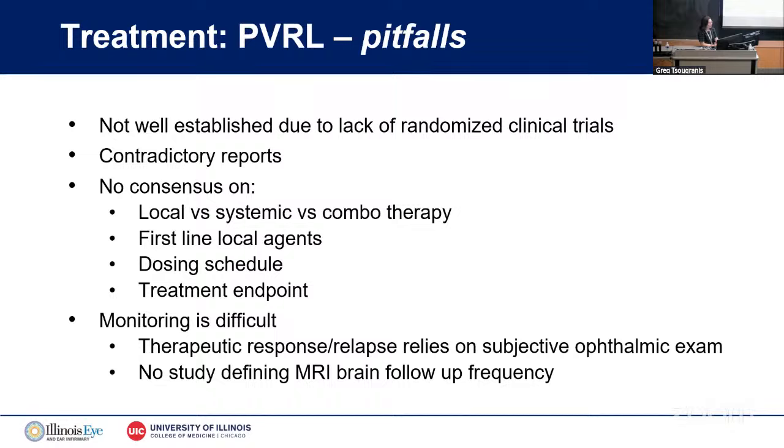Overall, unlike treating primary CNS lymphoma, treating primary vitreoretinal lymphoma presents a lot more difficulty. There's not really a consensus on the best treatment approach, mainly because it's a rare disease and we lack good randomized clinical trials. We mostly rely on retrospective data and case series to guide our current treatment regimen.